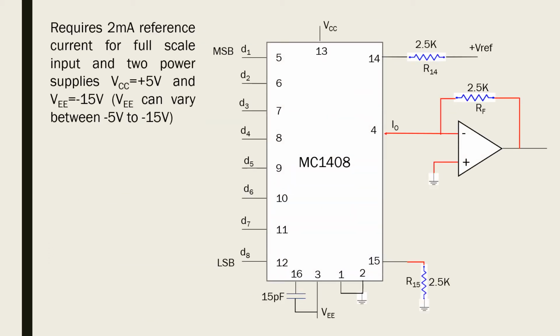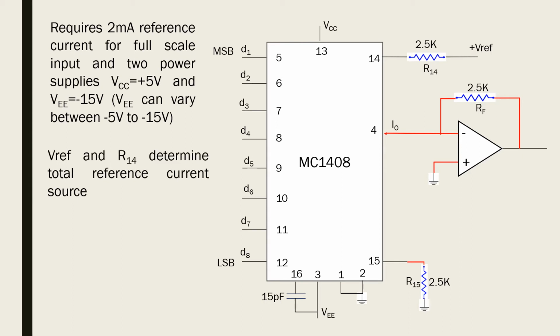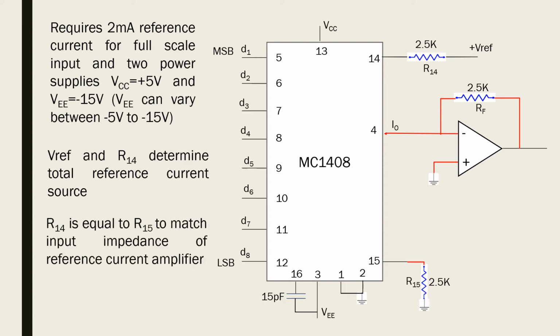In this case now, this particular IC requires 2 milliampere reference current for full scale input and 2 power supplies. So VCC will be equal to plus 5 volt and VEE is minus 15 volt. The negative supply VEE can vary between minus 5 to minus 15 volts. The V reference and R14 will determine the total reference current source, that is the amount of current flowing, and R14 is equal to R15 to match the input impedance of the reference current amplifier.